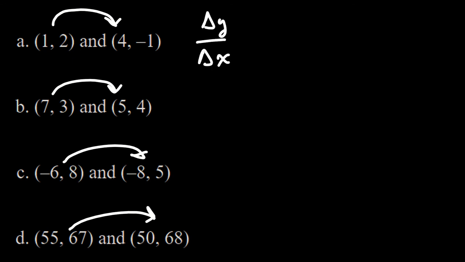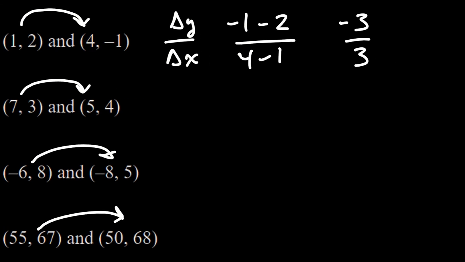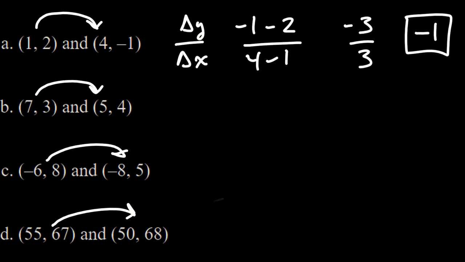So for this first one, y ends up at -1. So I'm going to take -1 and subtract where I started, 2. So I can see it went down by 3. And then for x, I'm going to take the 4 minus 1. My numerator here is down 3, and my denominator is positive 3. Oh, that means that my slope, the slope ratio, is just -1. So it's down 1, to the right 1. So the first one has a slope of -1.